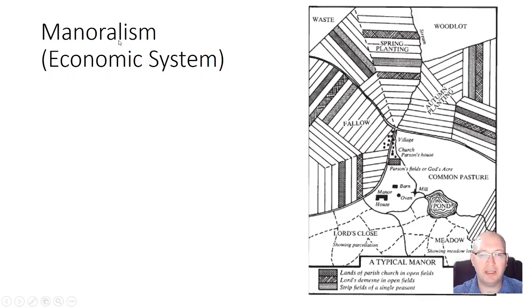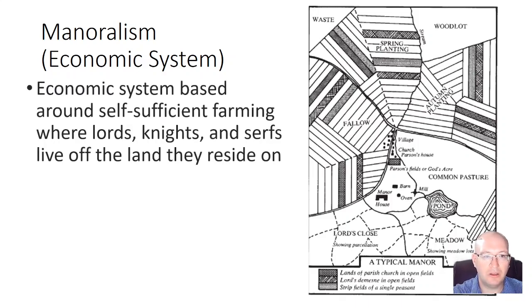Manoralism is an economic system centered around the local lord. That's why it's called manoralism. It's centered around the local lord. So in manoralism, we have an economic system. It's connected to feudalism. This is economic. Feudalism is basically political. Based around self-sufficient farming, where lords, knights, and serfs live off the land they reside on.